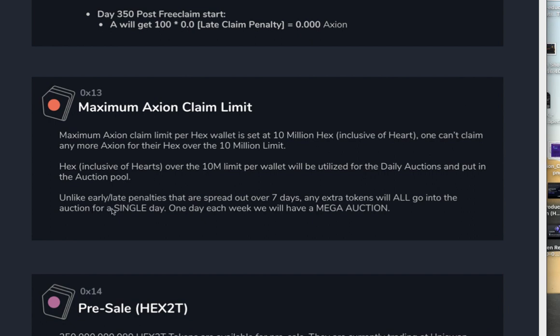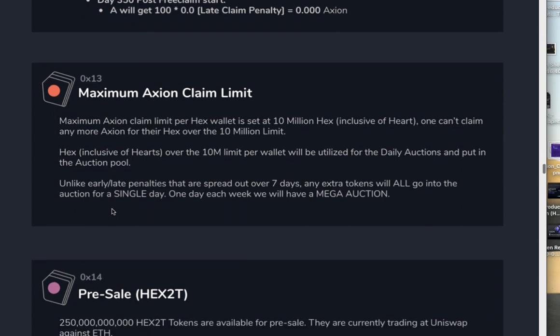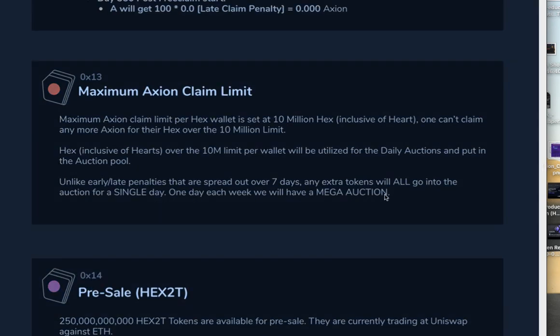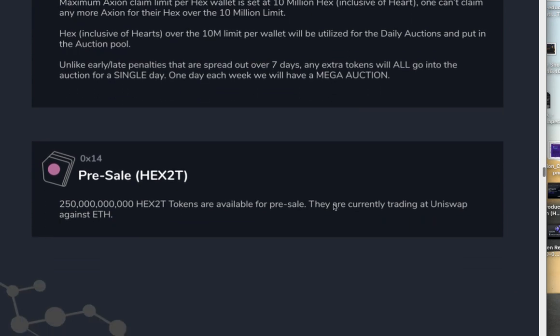Unlike the late penalties that will be spread out over 7 days, any extra tokens will all go into the auction for a single day. One day each week we will have a mega auction. That's fantastic. So that's a special feature of the auction: mega auctions.